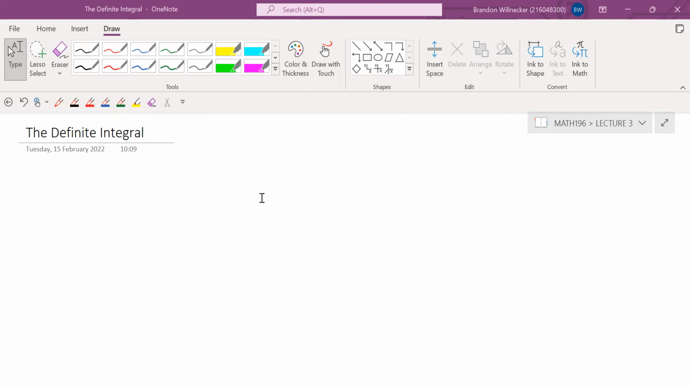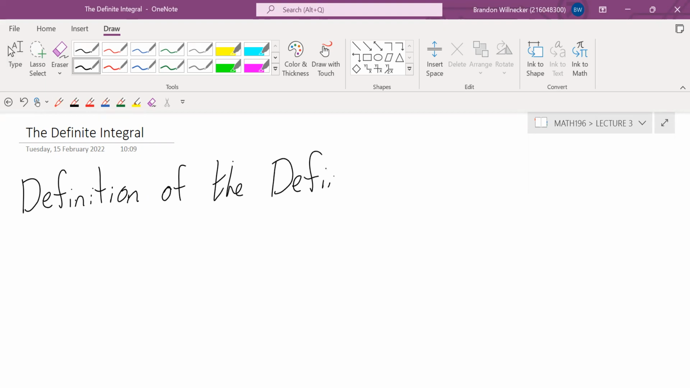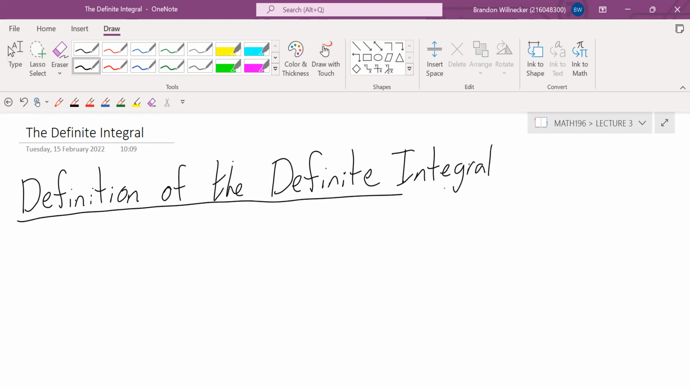Okay, so to begin, let's define the definite integral. So, definition of the definite integral. Okay, so previously we defined the definite integral as the limit of the Riemann sum. But now we're going to be a bit more technical and precise with the definition.